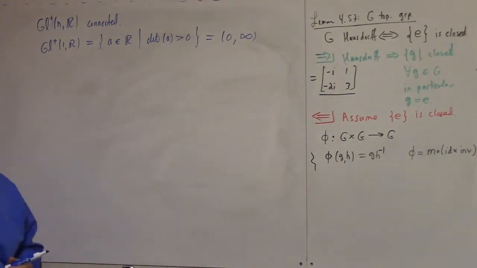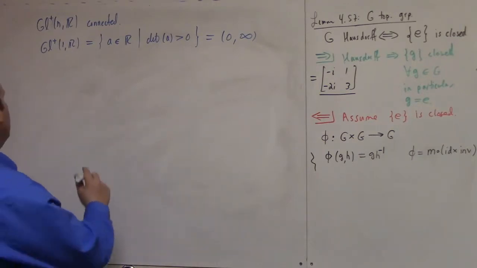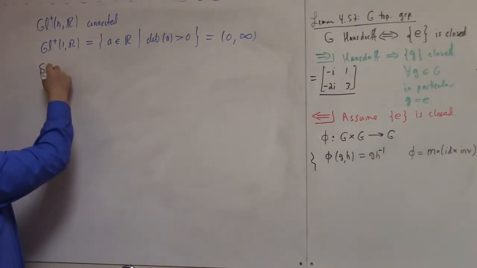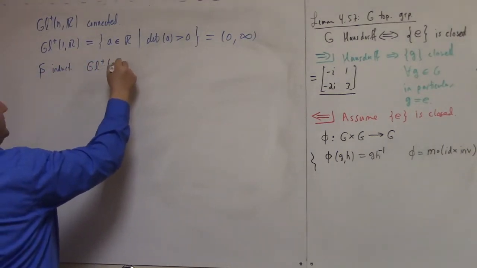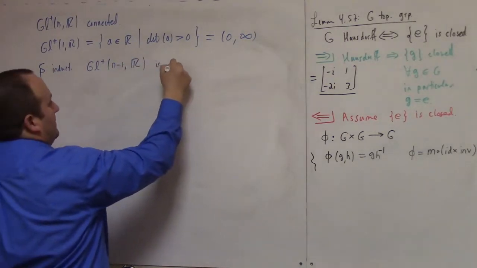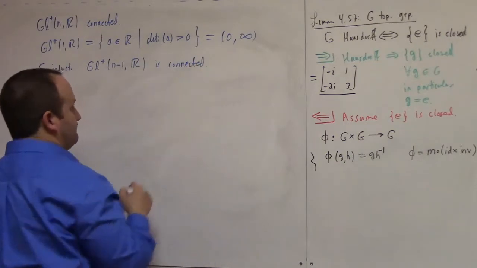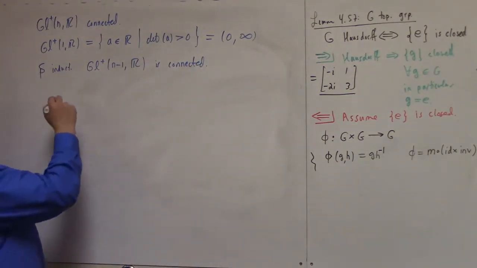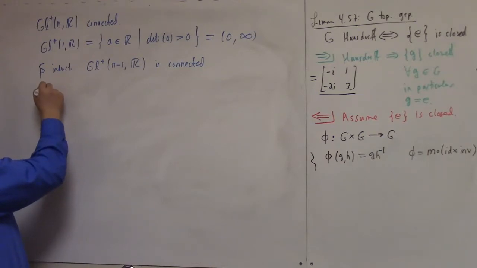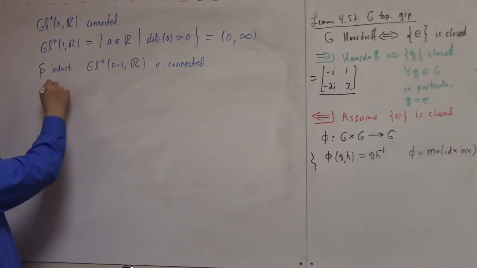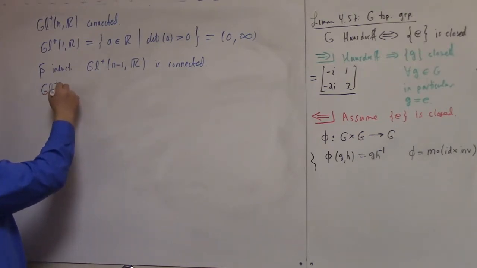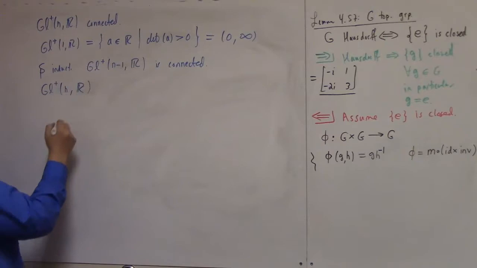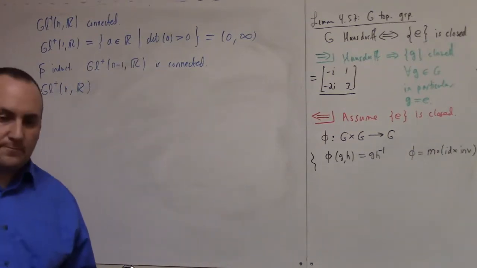by real analysis that I almost did in here. Not really though. Suppose inductively that GL plus n minus 1 R is connected. Then we can look at GL plus n R. Sorry, I wrote it, but I didn't say it. We'd like to show this is connected. If we can show that, that's the induction step, and we're good to go.